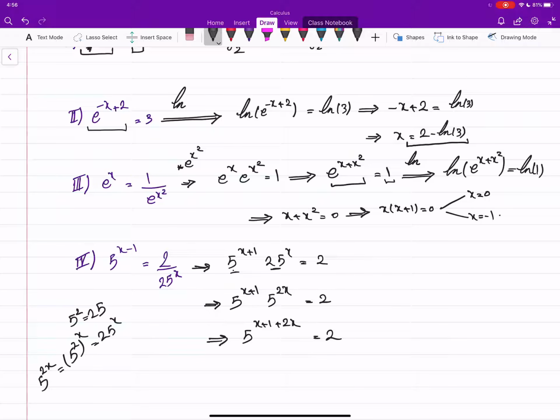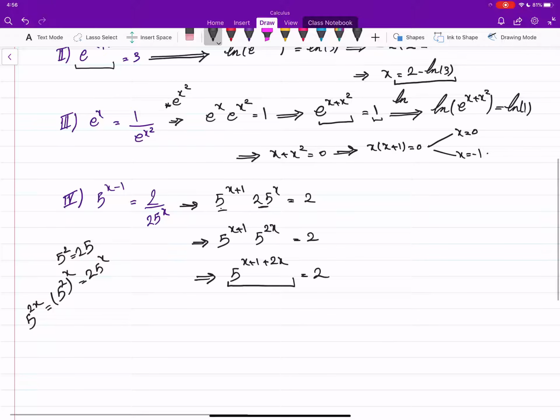And now this is the case we like. One side is one exponential term. The other side is a constant. So then to get rid of the exponential term, we find the log, same base, of both sides. So log base 5 of 5 to the 3x plus 1 is 3x plus 1, and log 2 base 5.